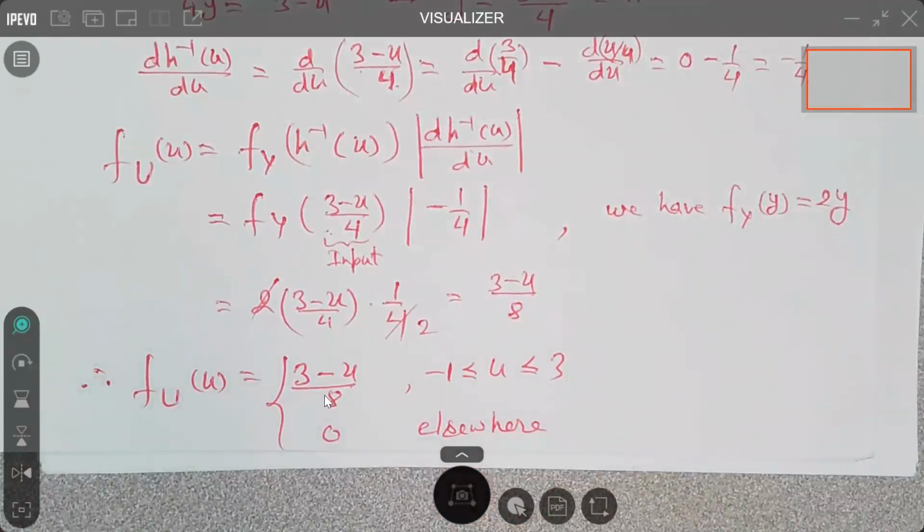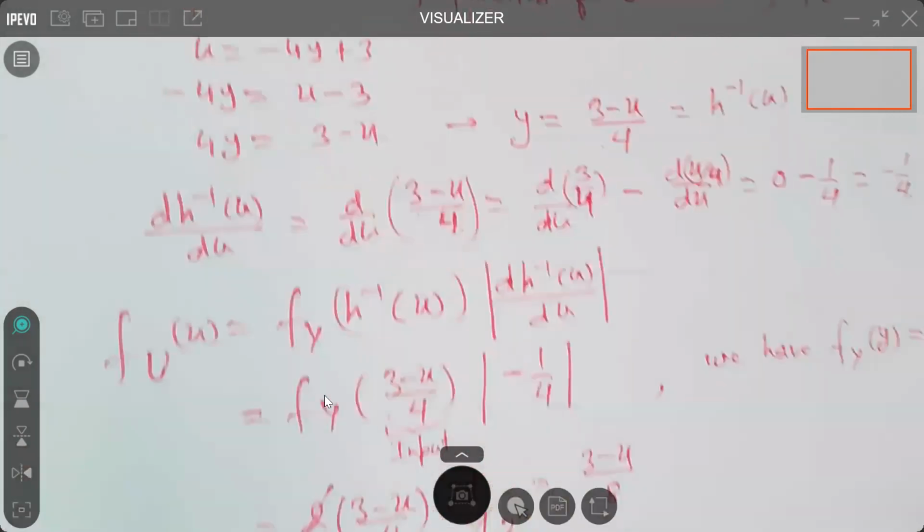Do you understand this problem? If you understand this problem, the quiz on Friday will be similar to this kind of problem. So you'll have the other portion of those kinds of problems.